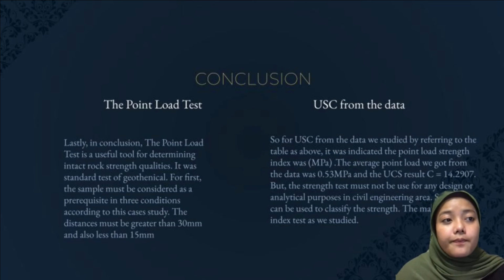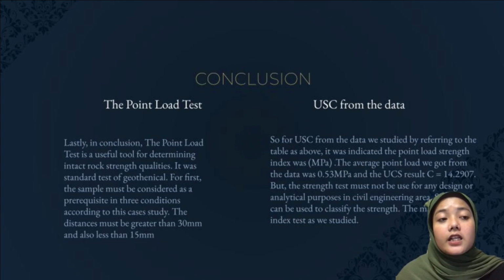For UCS from the data, we study by referring to the table above. It indicates the point load strength index in MPa. The average point load we got from the data was 0.53 MPa and the UCS result equals 14.2907. But the strength test must not be used for any design or analytical purpose in the civil engineering area. So it can just be used to clarify the strength of the material as an index test, as we studied.